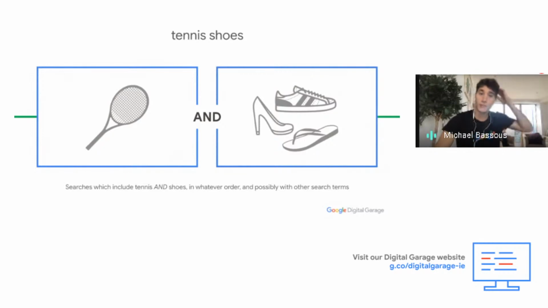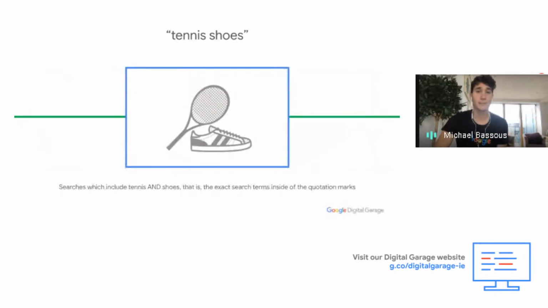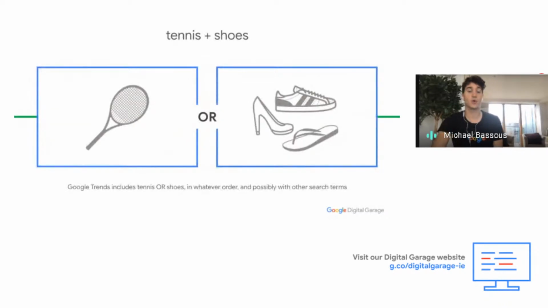So you know how we said we could compare search terms? We have a maximum of 25 search terms together. In this example, tennis shoes, which is in the quotation marks at the top there, is an exact search term that I've entered into Google Trends. In this case, we're investigating and graphing searches that have been made already. So what we're trying to say here is, if we add a plus, for example, tennis plus shoes, Google Trends is including tennis or shoes in whatever order.